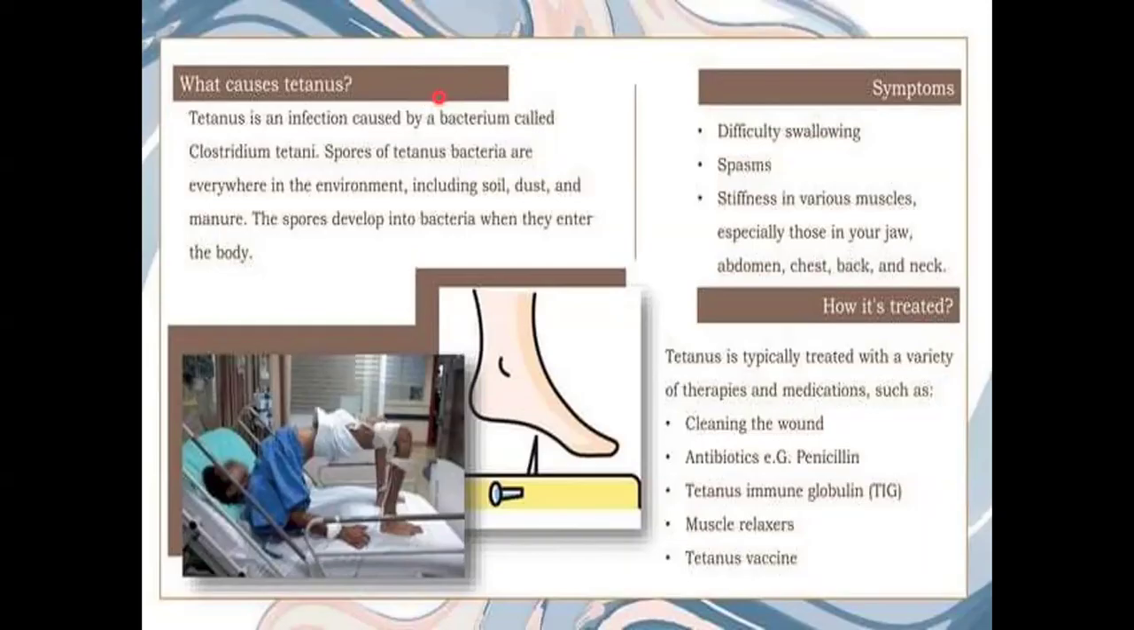Okay, so it's usually the opposite of botulinum. For botulinum, it causes paralysis. For this one, it causes spasm, or basically stiffness. Okay. So spores of tetanus bacteria are found everywhere in the environment, including soil, dust, and manure. The spores develop into bacteria when they enter the body because they're going to germinate.